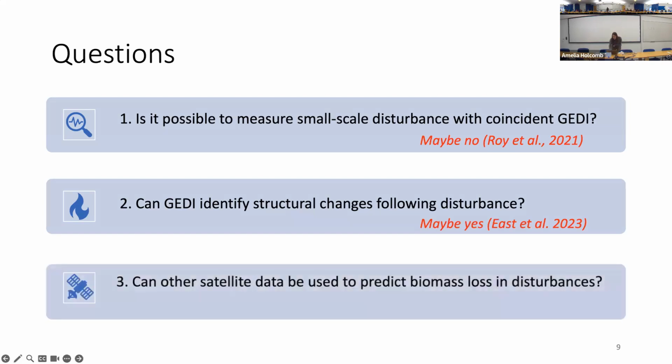And then the third question, I think, speaks to the broader goal of this study. So we know that we can't use GEDI to measure every single disturbance. But instead, what we want to do is build a data set of GEDI-measured disturbances that were also observed by another wall-to-wall satellite, and then see if we could use that to extrapolate, right? So we're hoping that there might be some relationship between what, say, Landsat sees and the percent biomass loss that GEDI measures.